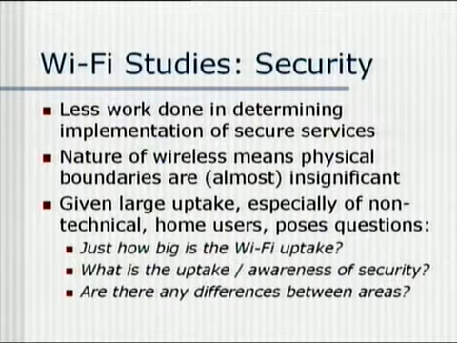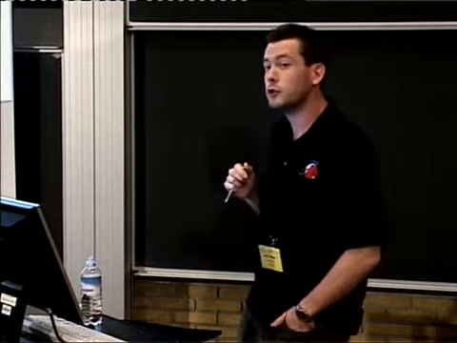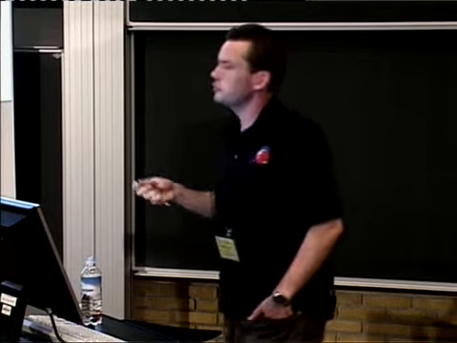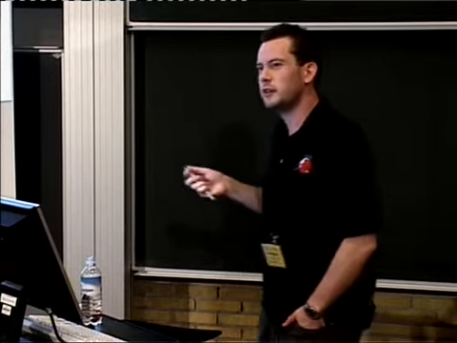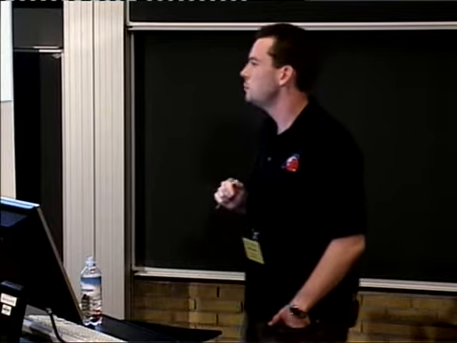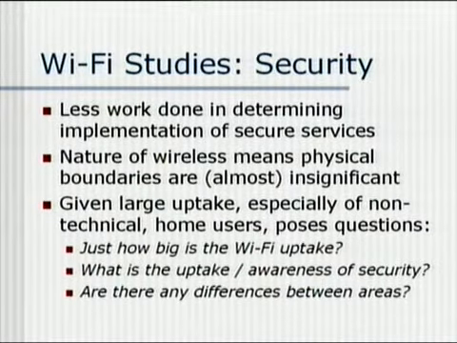So we found that there's less work being done in determining secure services and where those are actually implemented, again, particularly for home users. The nature of wireless means that your physical boundaries are insignificant, and I'll come back to this in a couple of slides, but particularly for industry, they were quite quick to respond to the fact that you've removed the physical boundaries in essence. But perhaps for your home users, your personal users, this maybe isn't quite as obvious.